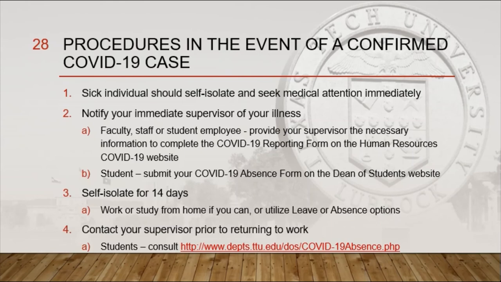There have been procedures established for the event of a confirmed COVID-19 case. The person will have had to have visited a campus building when they were tested as positive. First, the sick individual should self-isolate and seek medical attention immediately. Next, they should notify their immediate supervisor of illness. If you are a faculty, staff, or student employee, provide your supervisor the necessary information to complete the COVID-19 reporting form on the Human Resources COVID-19 website. If you're a student, submit your COVID-19 absence form on the Dean of Students website.